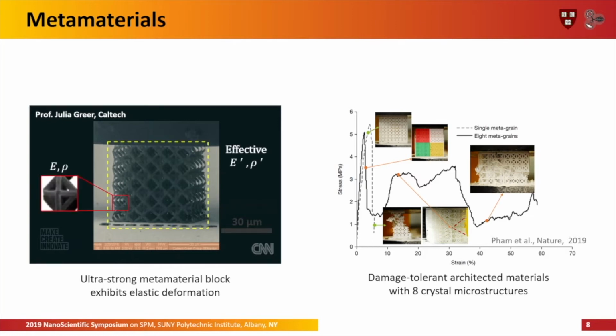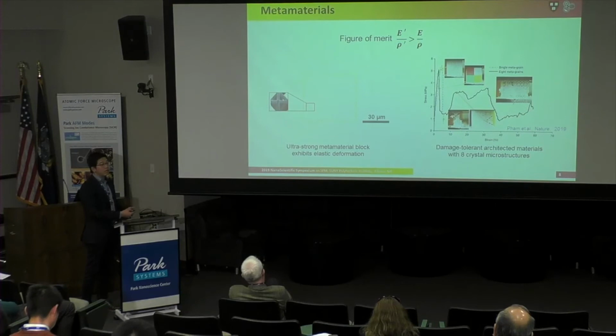So if we're looking at the micro scale, we still have the same materials with the same Young modulus and density. But we're zooming out to the device level. We have an effective Young modulus and density. And one of the figures of merit of metamaterials is the ratio between them. Normally we're aiming for a higher ratio between Young modulus and density.